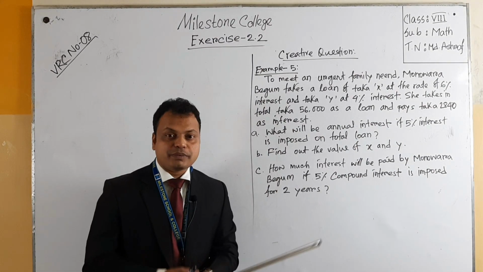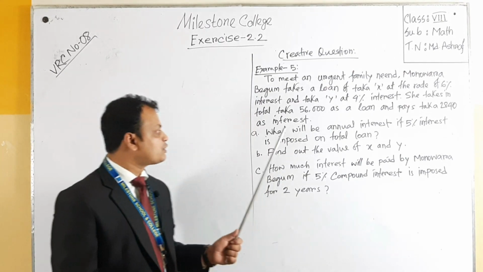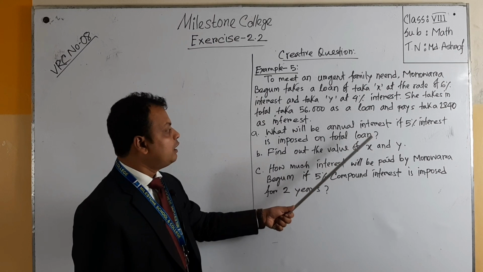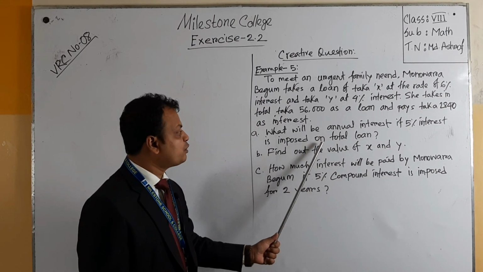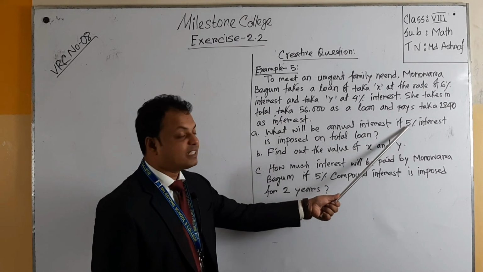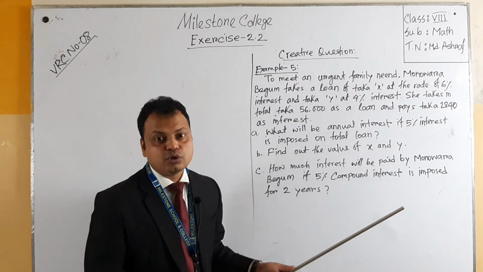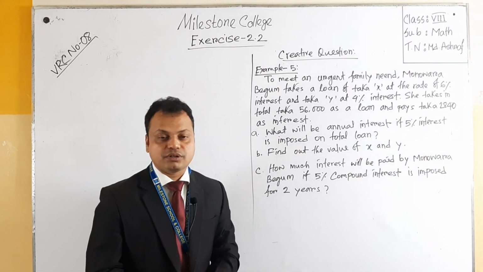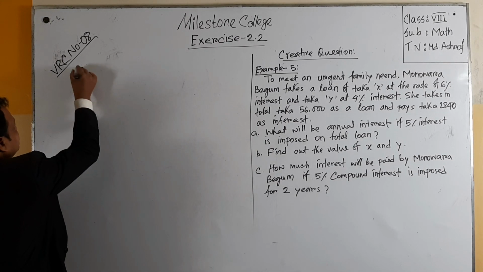Okay, at first we will solve A. We don't think about A, B, C at a time, just think about A number question. What is the question A? What will be the annual interest, that means annual profit, if 5% interest is imposed on the total loan? What is the total loan? Total loan is 56,000 taka, 5% is the rate of profit, and annual interest means for 1 year. So what will be the simple profit for 1 year? We have to find this one. So let's start the solution. Solution of example 5.